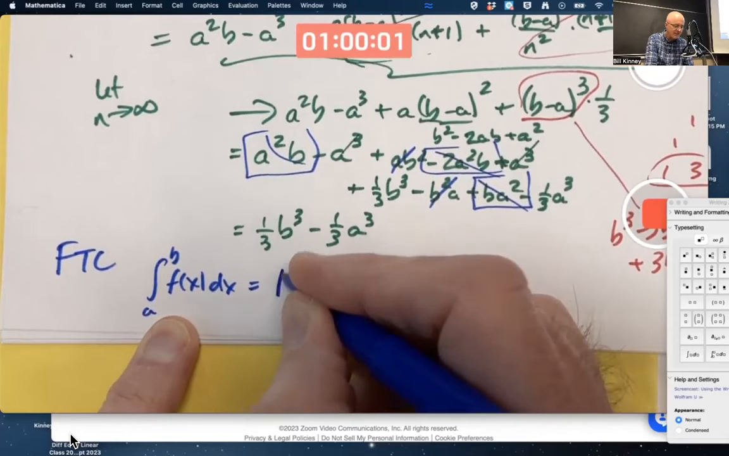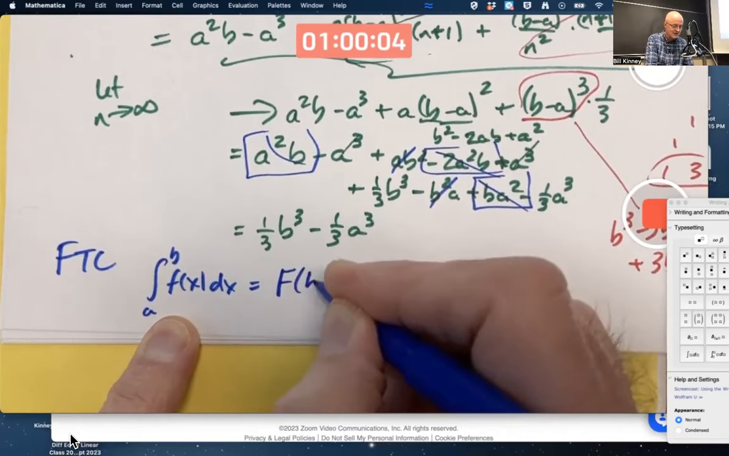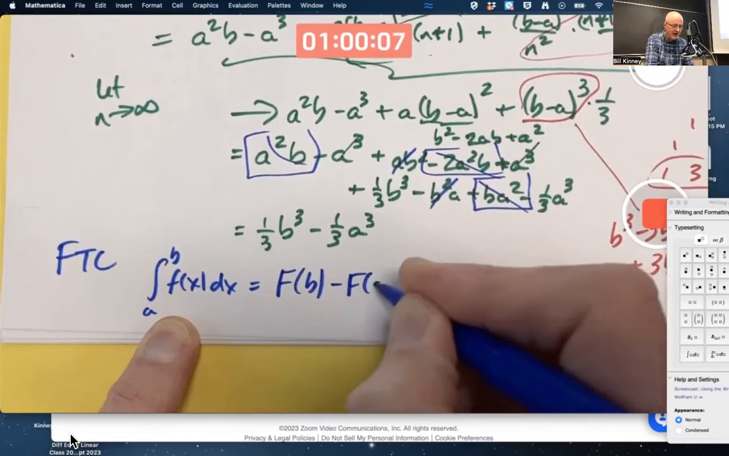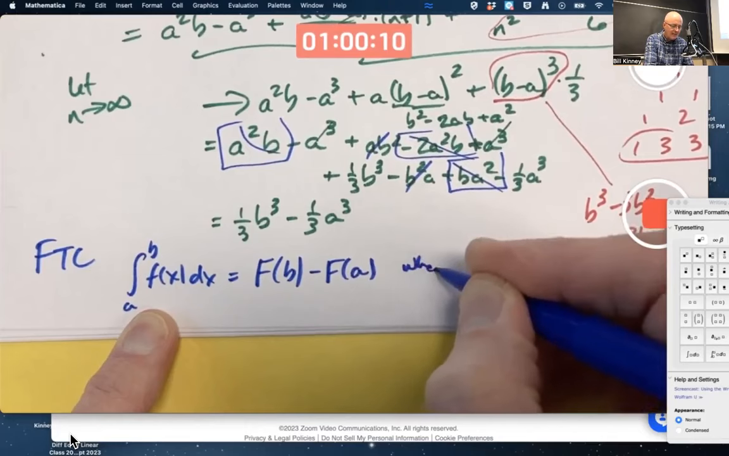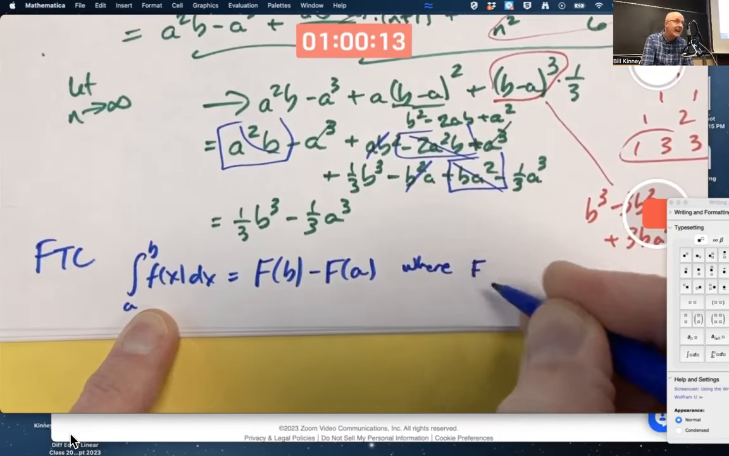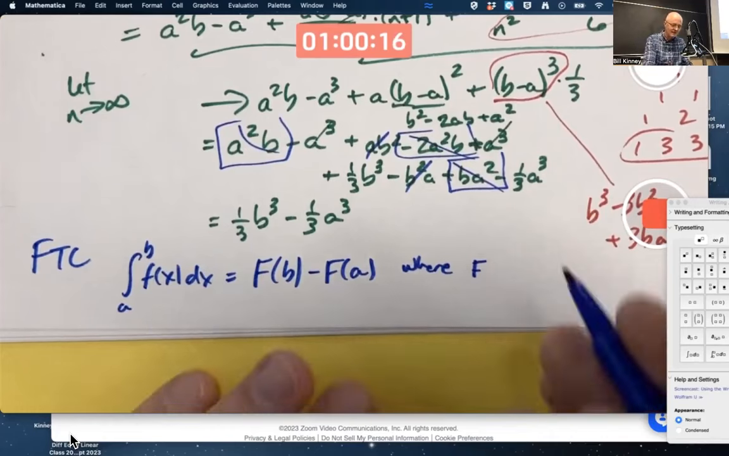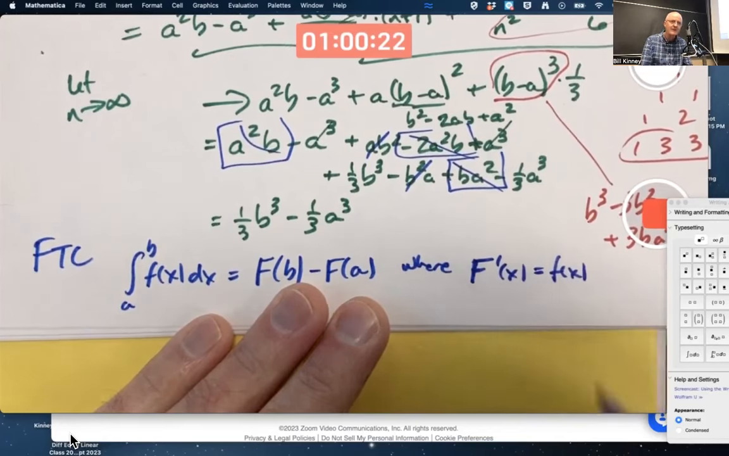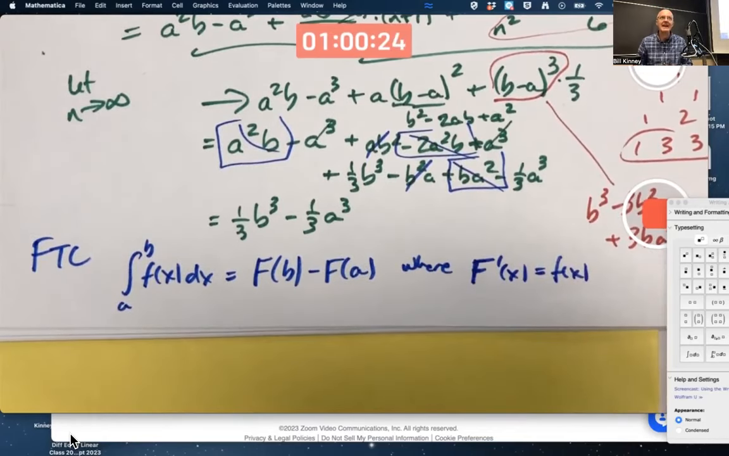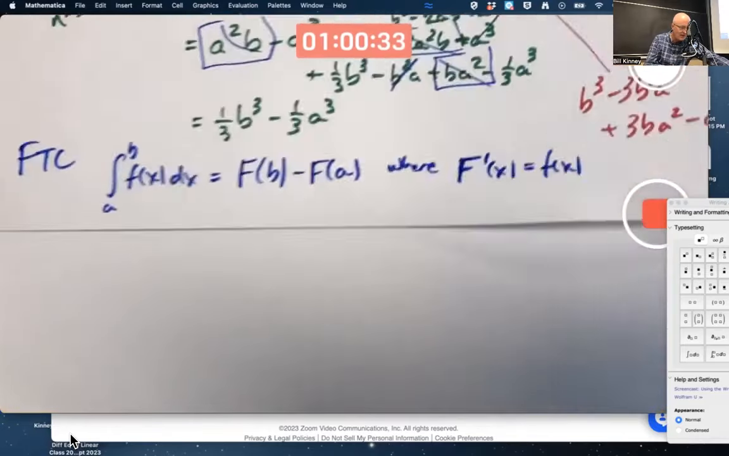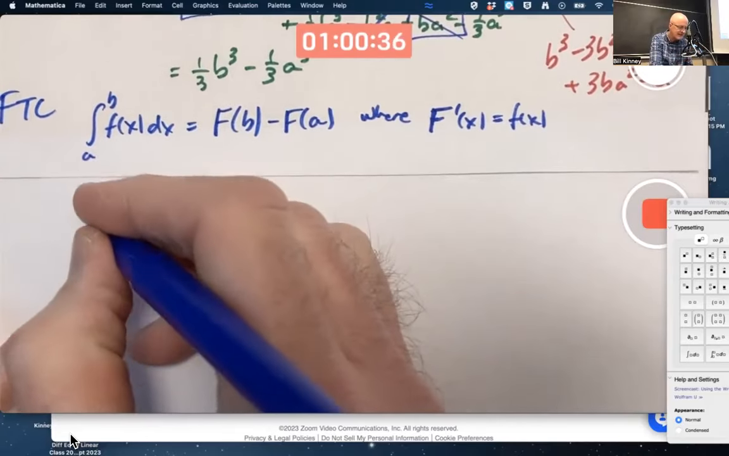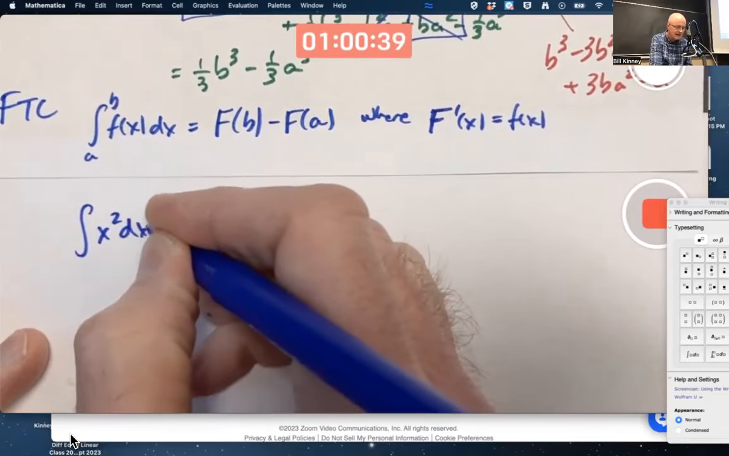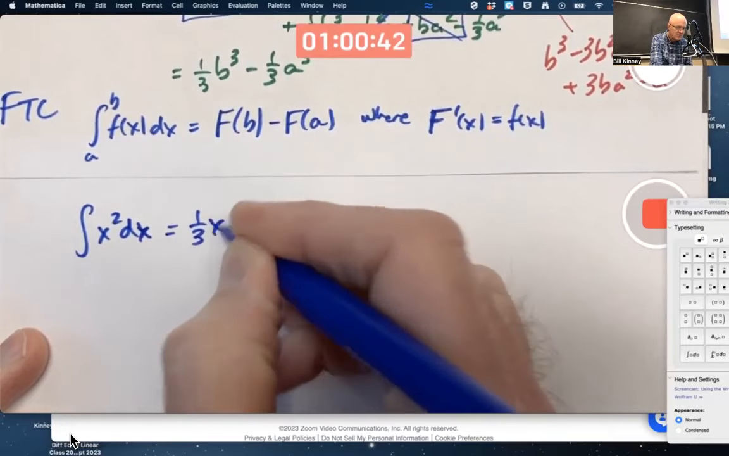Call an antiderivative capital F. You just do capital F of B minus capital F of A, where capital F is an antiderivative, an indefinite integral of little f. Let's write that by saying capital F prime of x equals little f of x. Capital F is an antiderivative, an indefinite integral of little f. What's an indefinite integral of x squared? I could have put this on the exam. You had a problem like this. It's 1/3 x cubed plus c.